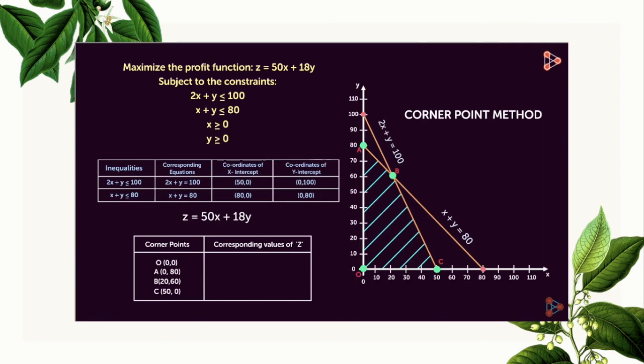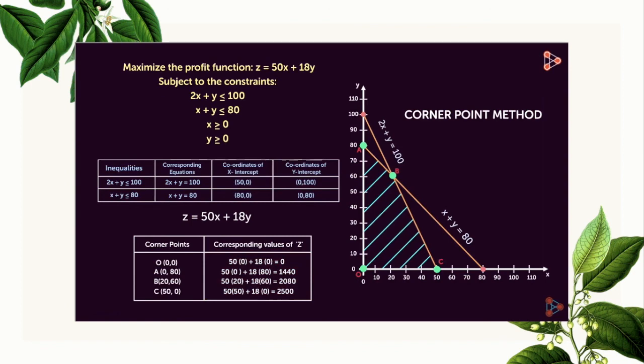First, let's find the value of z at point O. The coordinates of point O are 0, 0. 50 times 0 plus 18 times 0 gives us 0. Likewise, can you fill in these values of z? For the second point, we get the value of z as 1440. 2080 for the third, and 2500 for the fourth point. So we have all the four values of z at the corner points of the feasible region.